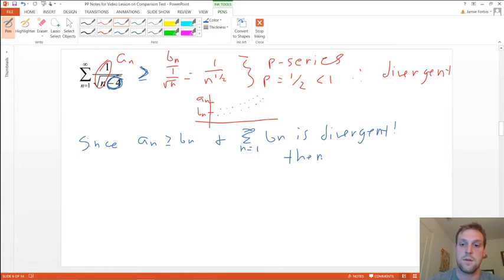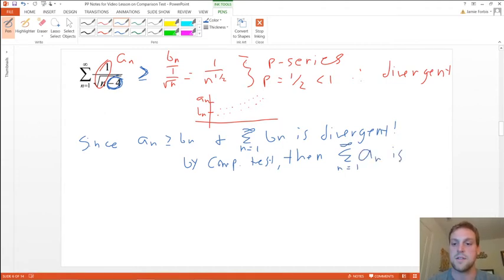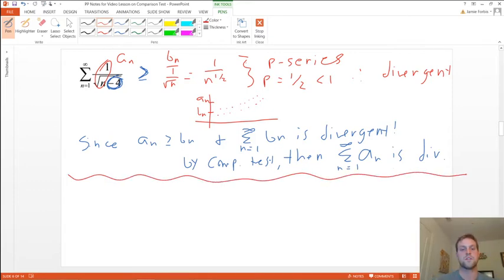Then the summation, by comparison test, the summation n equals 1 to infinity of a sub n is divergent as well. Okay, so that's all good and done there. Everything works out. But let's say for instance I had this as an example.